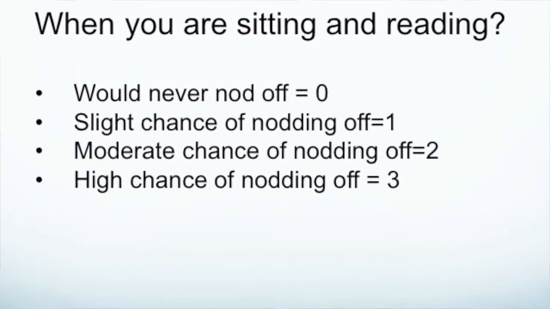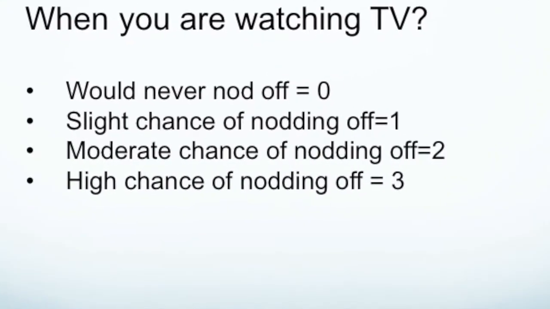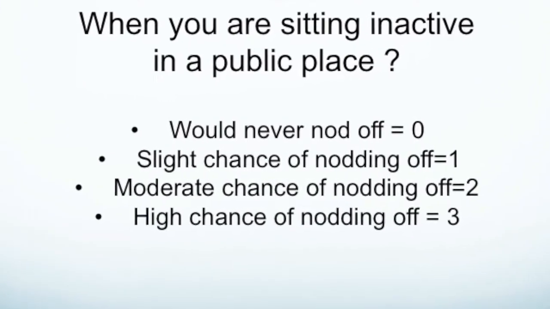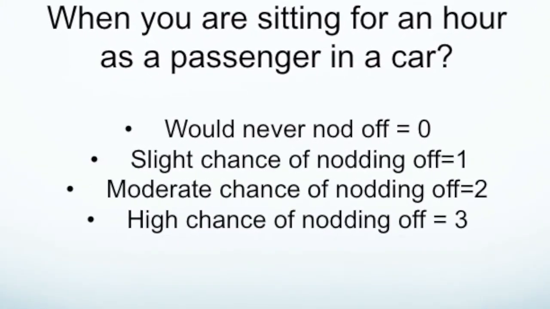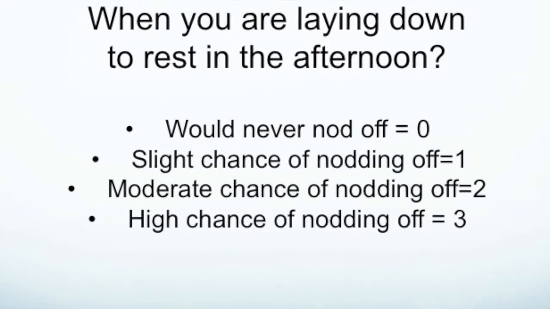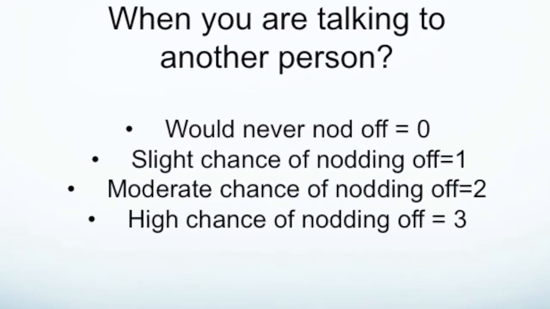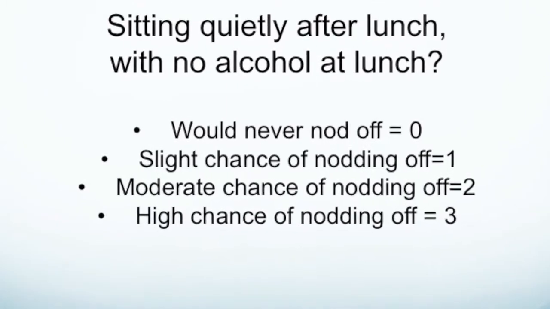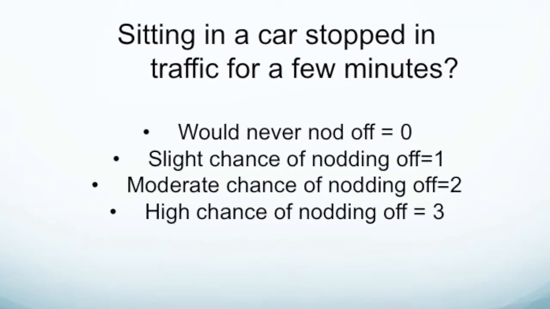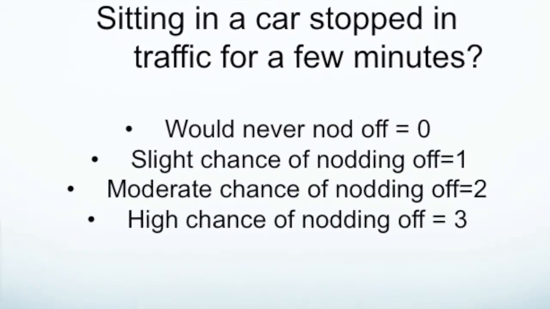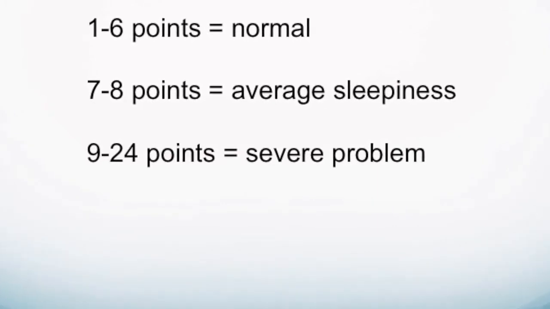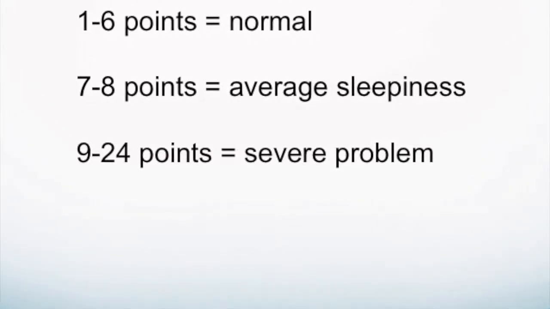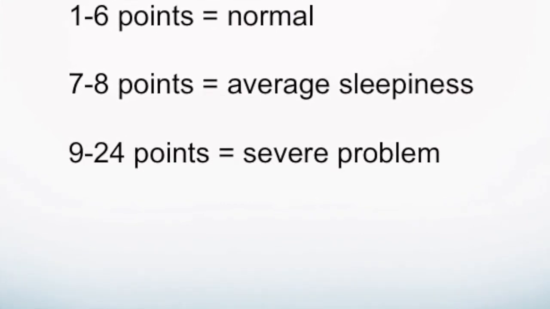Are you sleepy and nodding off when you are sitting and reading? When you're watching television? When you are sitting inactive in a public place? When you are sitting for an hour in a car as a passenger? When you are laying down to rest in the afternoon? When you're talking to another person? When you're sitting quietly after lunch when you've not had any alcohol for lunch? When you're sitting in a car stopped in traffic for a few minutes? If you have 1 to 6 points, this is normal. 7 to 8 points is average sleepiness, but 9 to 24 points signifies a problem.